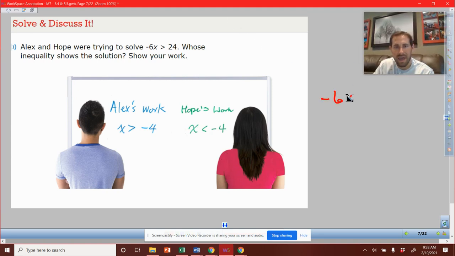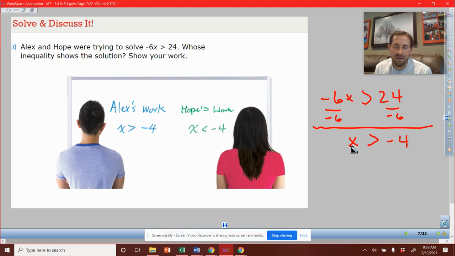We'd have negative 6x is greater than 24. So I'm assuming you all would take this problem and divide by negative 6, divide by negative 6. And then you're going to get an answer of x, and I'm guessing most of us are going to bring down that same inequality and get 24 divided by negative 6 is negative 4. So that's saying that all answers that make this problem true must be greater than negative 4.